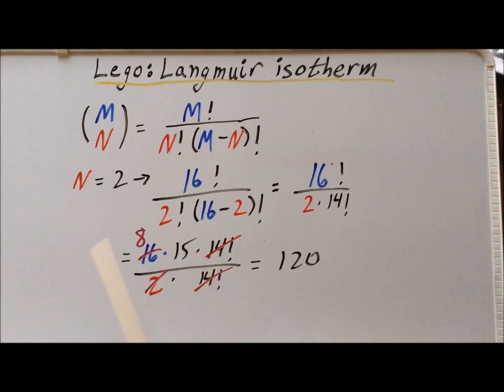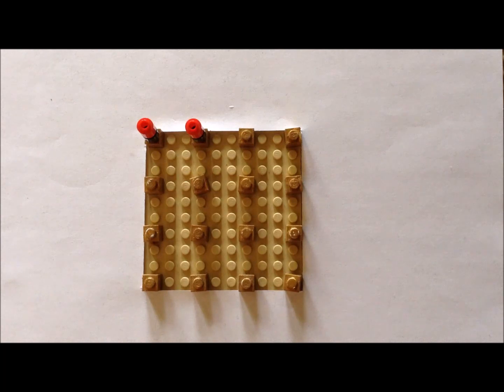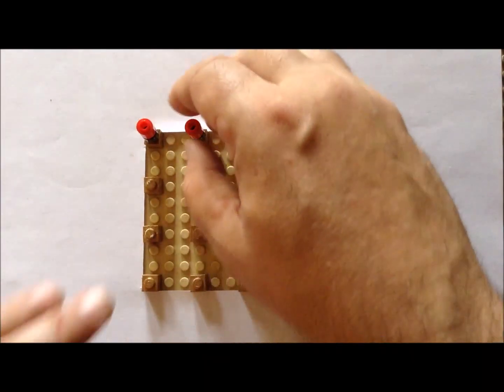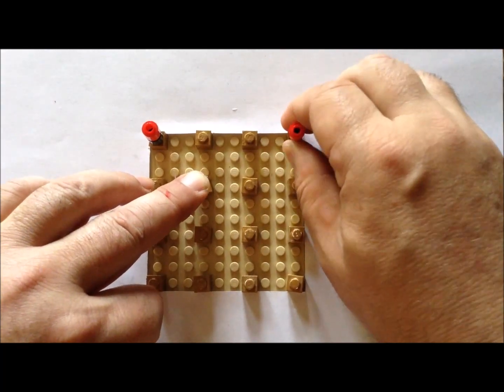So with two adsorbate molecules on a lattice of 16 sites, we see that we have 120 different ways of arranging them. Next, we have the case where n is equal to 2, we have two adsorbate molecules. Our calculation had shown that there are 120 different ways to arrange these molecules. In the Langmuir isotherm, we assume that there are no adsorbate-adsorbate interactions. So therefore, there's no difference in energy between two adsorbate molecules adsorbed right next to each other, as opposed to having them several sites apart.